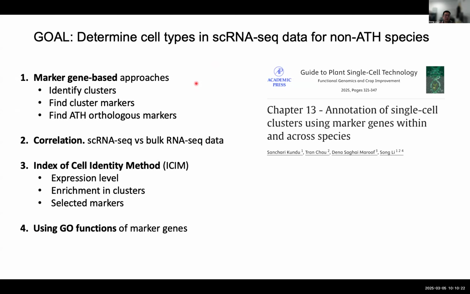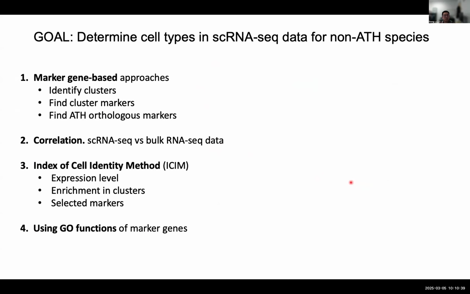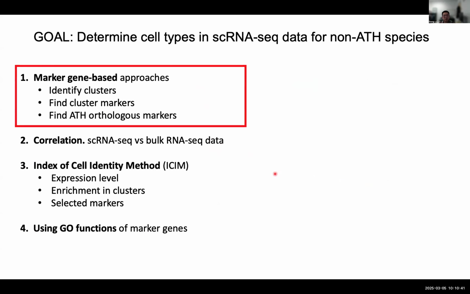And again, in the literature, we summarize the way people do this. There are basically 4 different ways of how you assign cell types in different plant species. And we summarize that in the book chapter we published earlier this year. And we are particularly interested in the marker-based approach. The reason for that is because some other approaches are not generalizable for cross-species comparison.